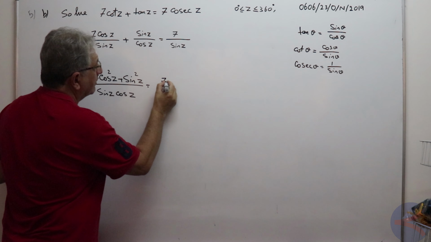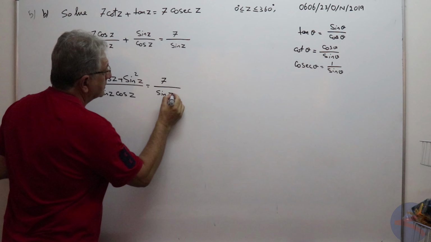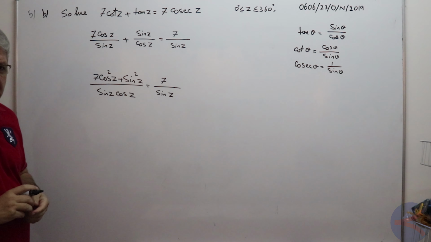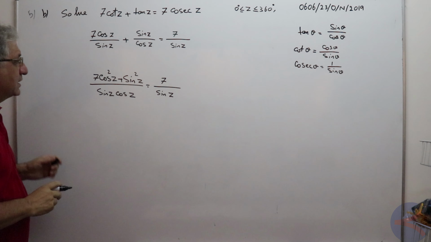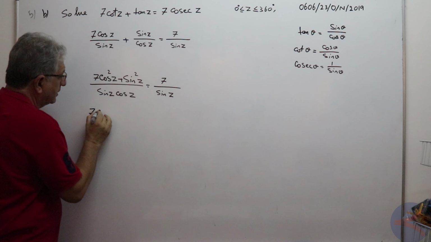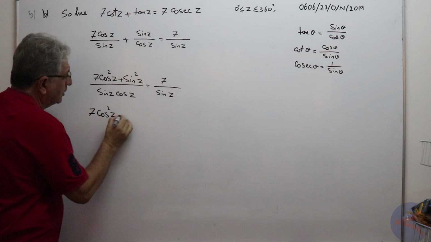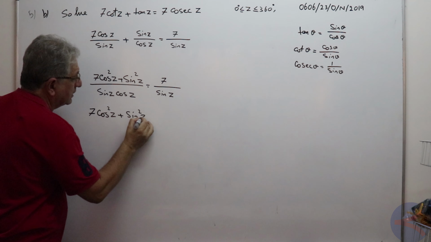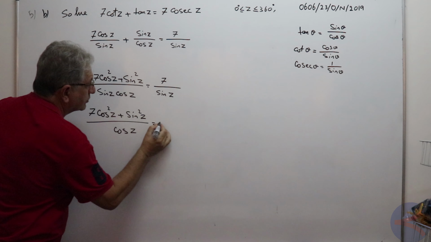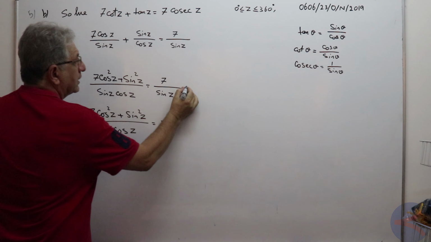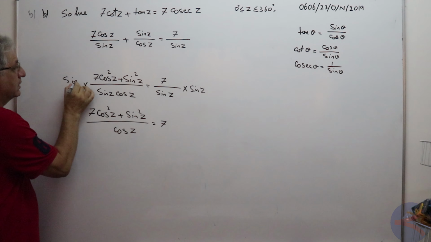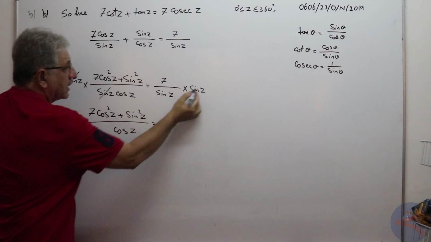Here you are having 7 sine z. Now, to get rid of this sine z, multiply both sides by sine z. Therefore, if I multiply both sides by sine z, I am going to get 7 (cos square of z plus sine square of z) divided by cos z equal to 7. Therefore, I multiplied here by sine z and here also by sine z. Therefore, this sine z cancels this and this sine z cancels this.